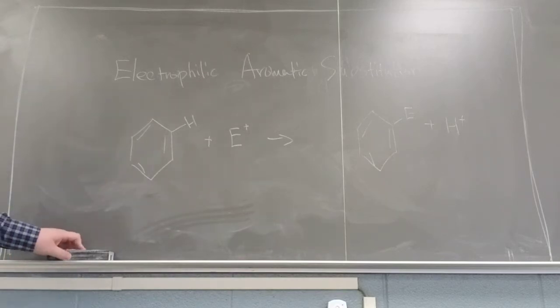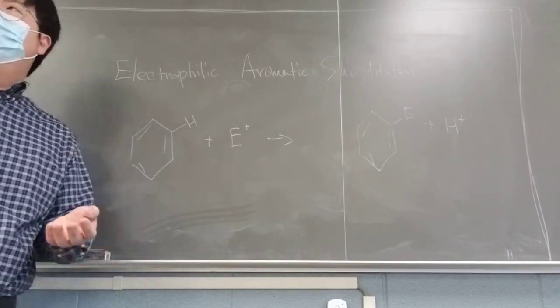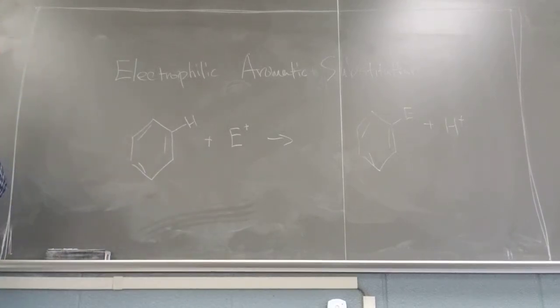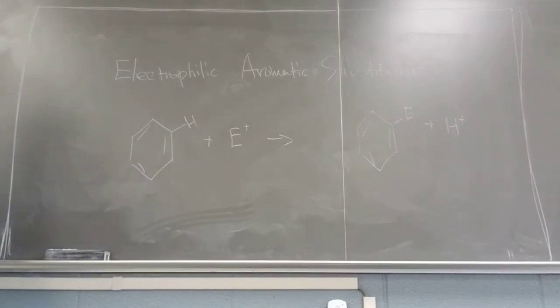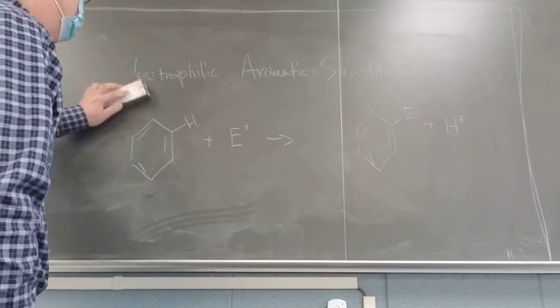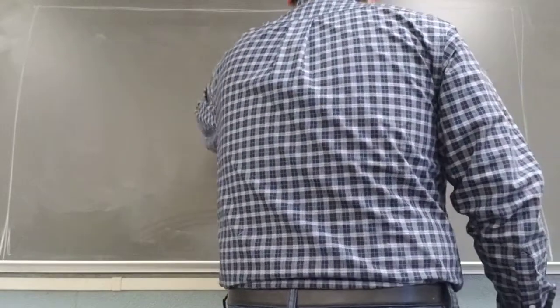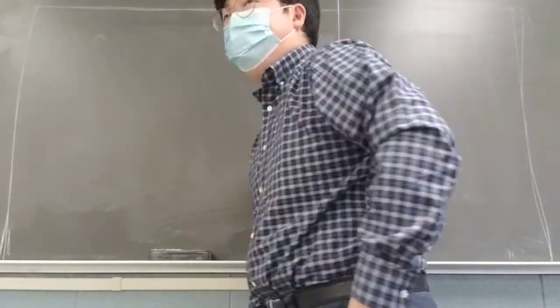Okay? So we talked about the halogenation, the nitrations, and some possible sulfonations and everything. So we started with the halogenation on Monday. Okay? So let's try to do some quick review, and I'll move on to the next type of the electrophilic aromatic substitution. So the one we talked about last time was this one.